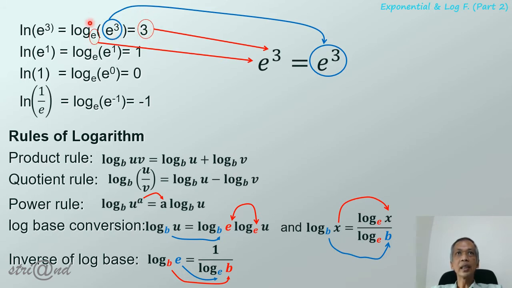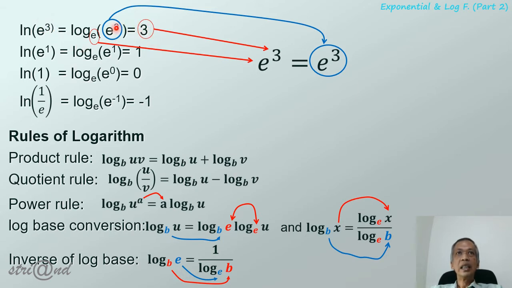To show that it is correct, let's see the exponential version of this equation. The 3 here is the exponent, the e here is the base, and the e to the power of 3 is moved here. So we can see here that e to the power of 3 is equal to e to the power of 3. It means that if we have the natural logarithm of e to the power of 3, it is equal to 3. So the 3 here is coming from the 3 here. It is always the same number.